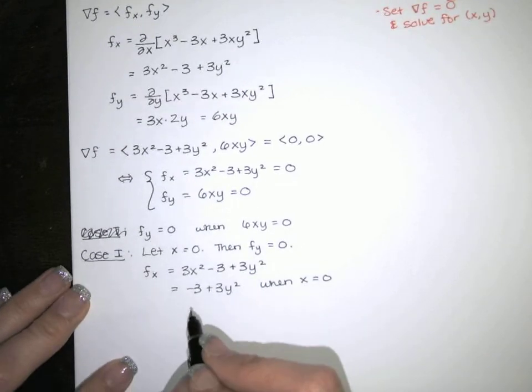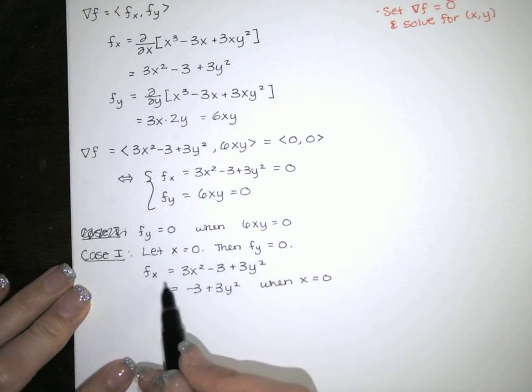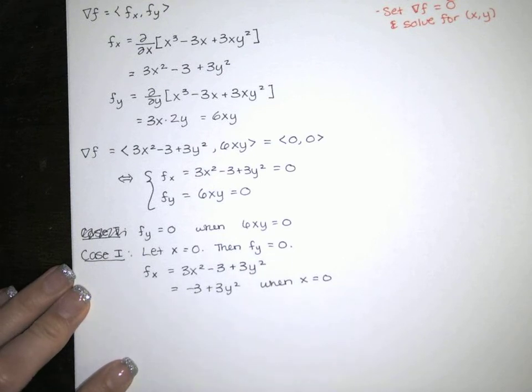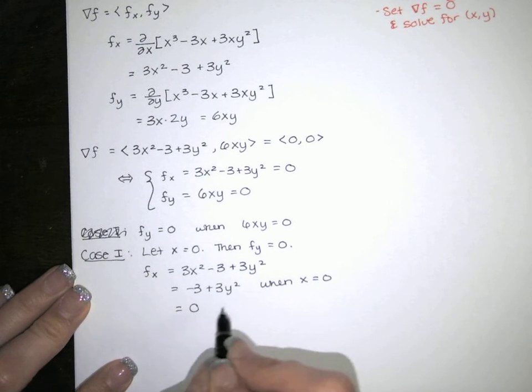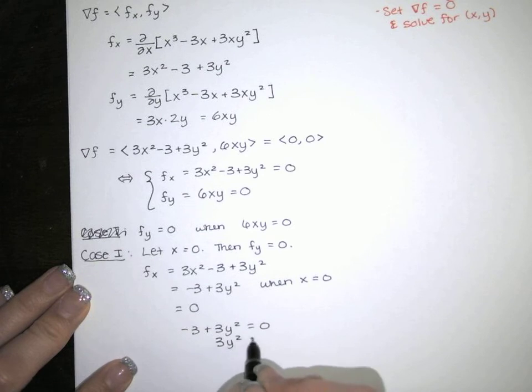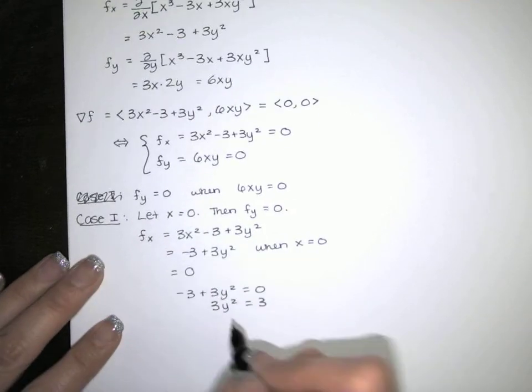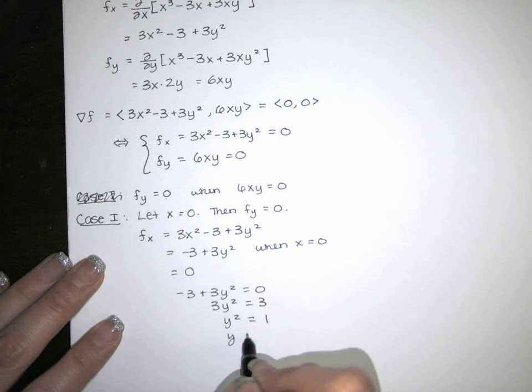And we need this to be 0 as well, because we need the partial of f with respect to y to be 0 and the partial of f with respect to x to be 0. So we set this equal to 0 and solve for y. Well, then we've got negative 3 plus 3y squared is 0. So 3y squared has to be 3. Just divide both sides by 3, and you get y squared equals 1. So y equals plus or minus the square root of 1, which is plus or minus 1.